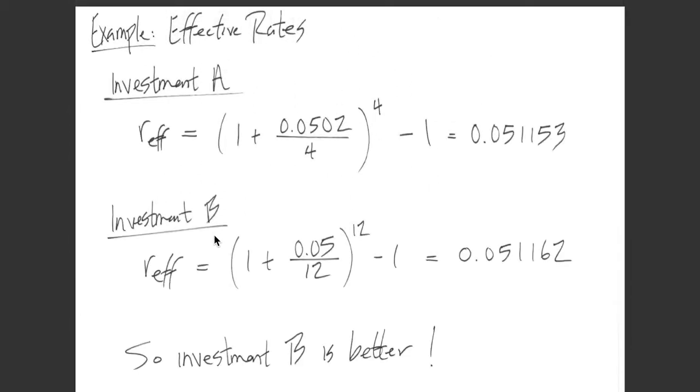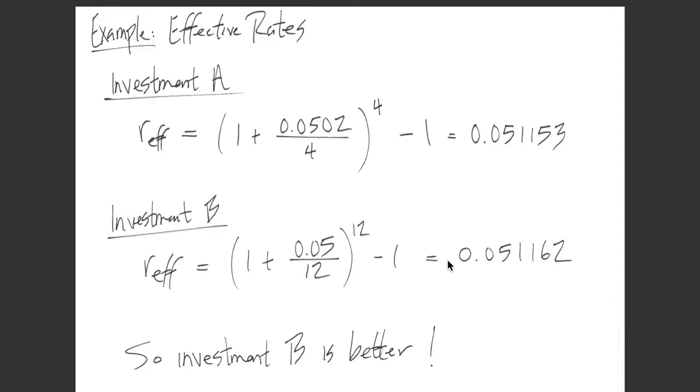Let's take a look at those effective rates. For investment A, it was an interest rate of 5.02%. So I've just converted that to a decimal here, 0.0502. And the compounding was quarterly, so there are 4 compounding periods per year. So M is 4. And now I'm just plugging that into the formula for the effective interest rate. And so you get an effective rate for investment A of about 5.115%. For investment B, the rate of return was 5%, but it was compounded monthly, so my M was 12.